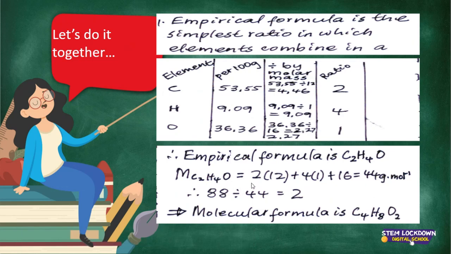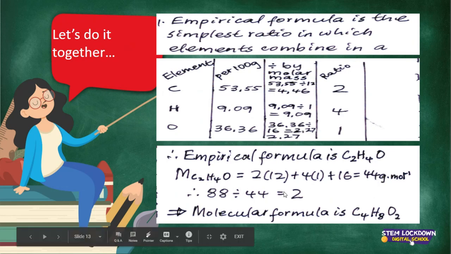But now we know that the molar mass of this empirical formula will be 2 carbons, which is 2 times 12, plus 4 times 1, which is 4, plus 16. It will give you 44 grams per mole. Now, if you divide the molecular mass by the mass of the empirical formula, you get 2. So it means you have to multiply the empirical formula by 2 to get the molecular formula.